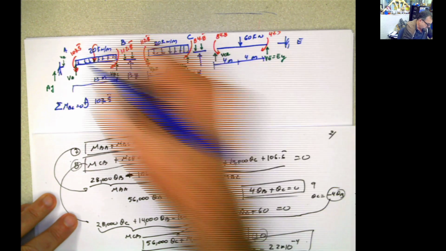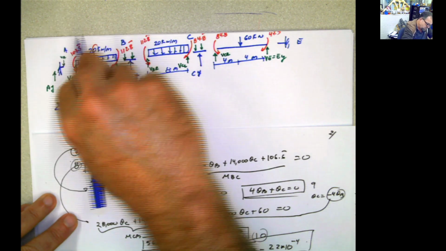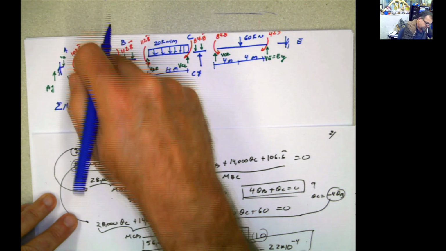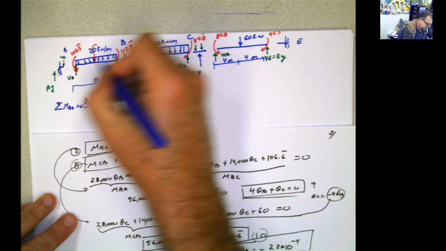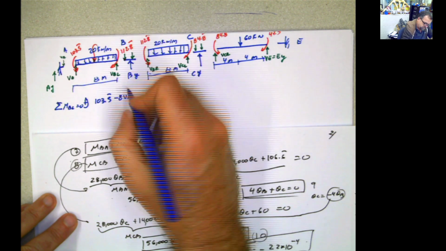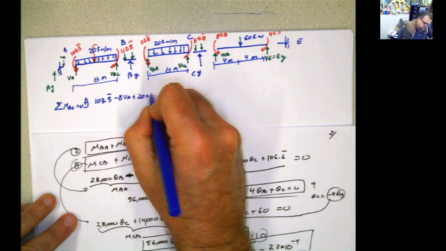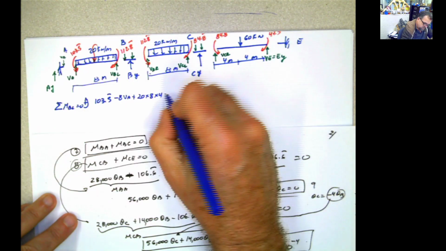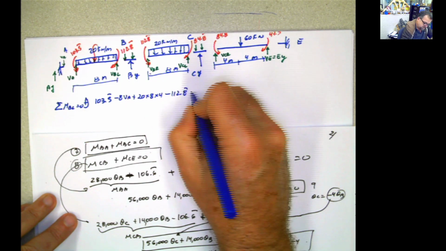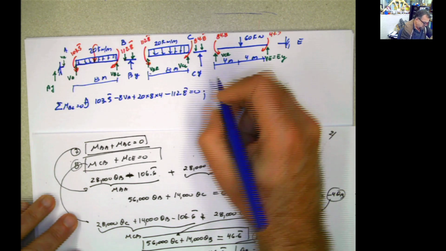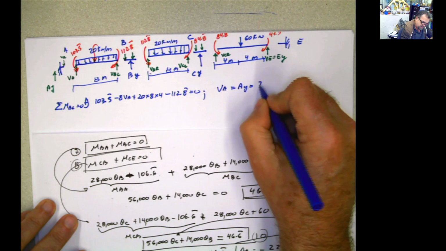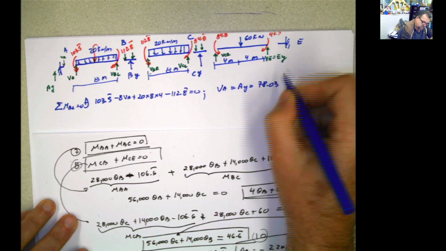And then you have the force coming from this here. What is that force coming from that one? Well, let's work with this one. Negative 8 VA. Now this force, 20 times 8 times 4, positive, minus this value here, minus 112.8 equals 0. From here you can solve for your VA, which is the same as AY, 78.03 kilonewton.